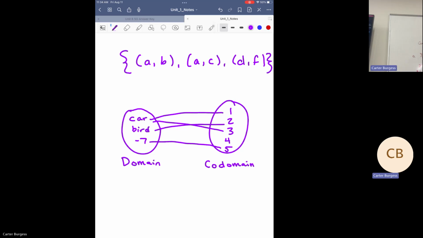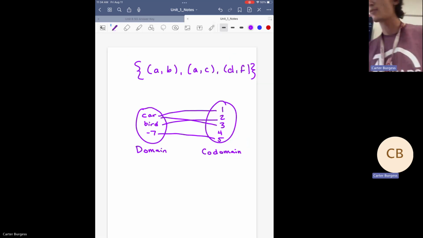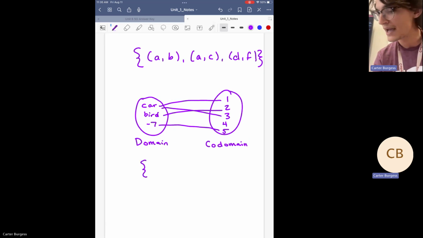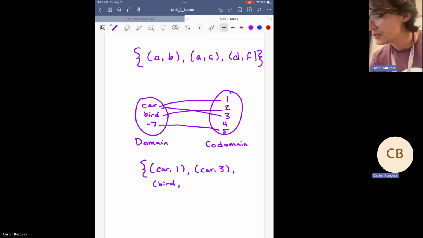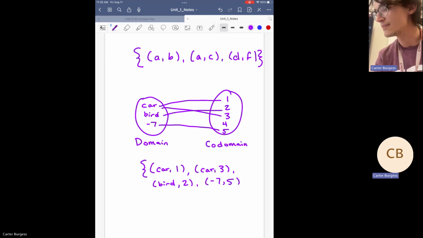And we could, if we wanted to, write that out as a set of ordered pairs. This would be the ordered pair car, 1. This would be the ordered pair car, 3, the ordered pair bird, 2, and the ordered pair -7, 5. Right? It's simply telling us if we follow this instruction, if this is where we are starting, and we do this, then we are going to end up at a particular location, 1, 2, 3, or in this case 5.